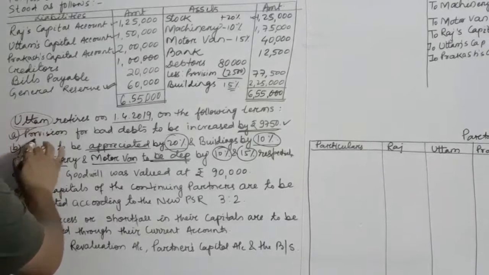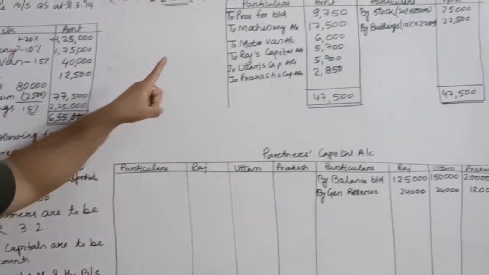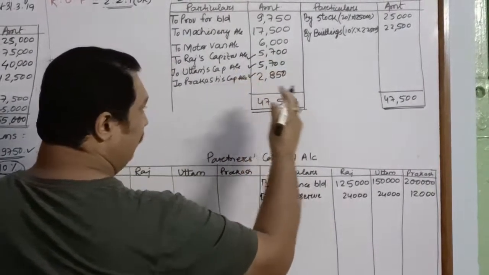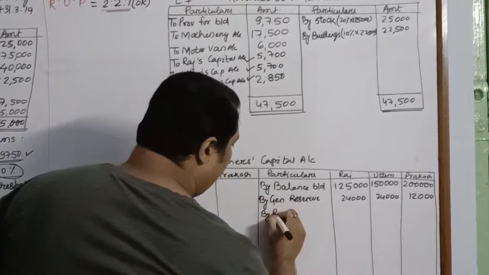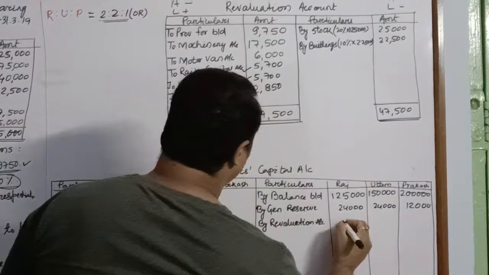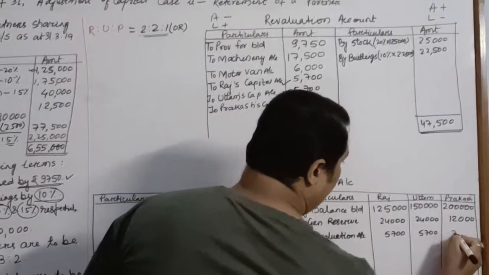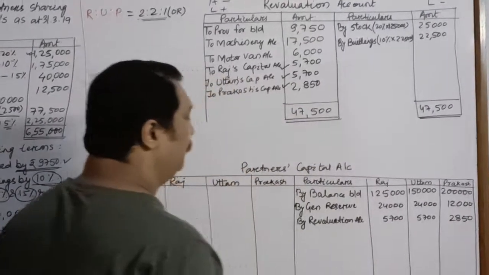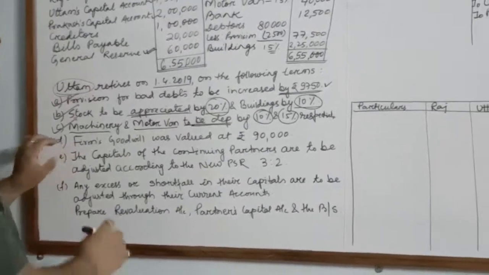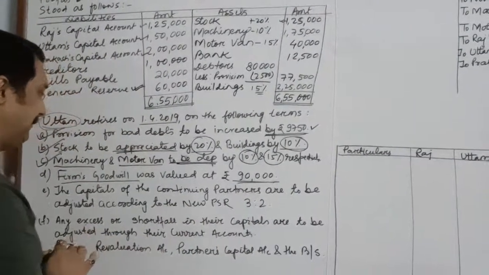Adjustment number A, B and C. These three are related to the revaluation account, which we have already prepared, and we have profits. So this will be transferred to the credit side by revaluation account. The share is 5,700, 5,700 and 2,850.